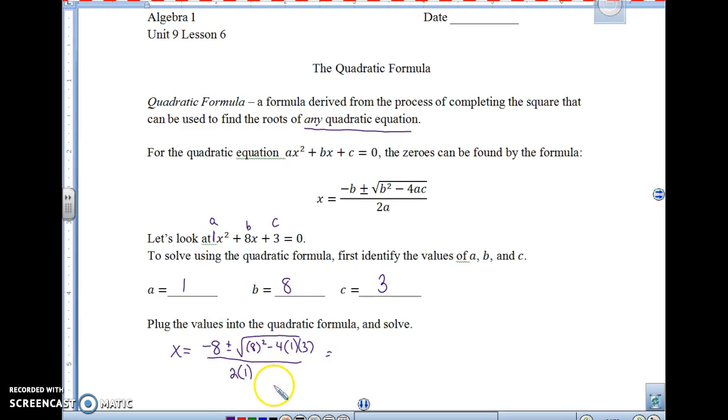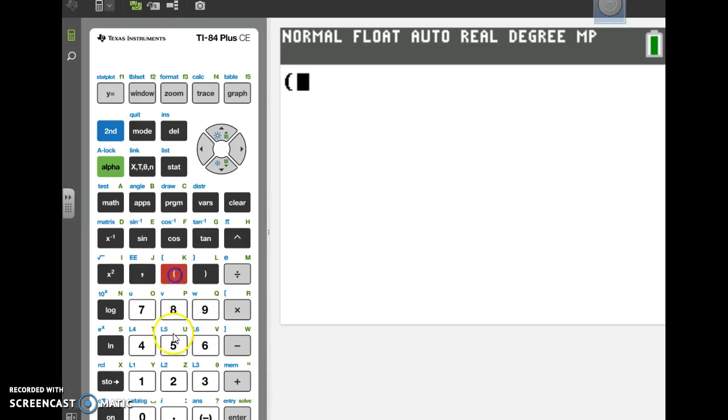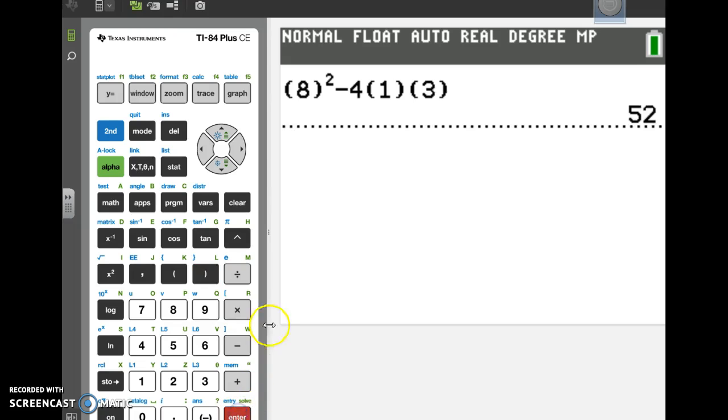Okay, now the nice thing about this too is my calculator can do a lot of the work. All right, so this is going to be negative 8 plus or minus, I'm going to put my square root here. I'm going to put this entire thing under the square root in my calculator. So, parenthesis, 8 squared minus 4 times 1 times 3, because I want the number under the square root. So all this that I just wrote on my paper, I'm going to put in my calculator. So that comes out to be 52.